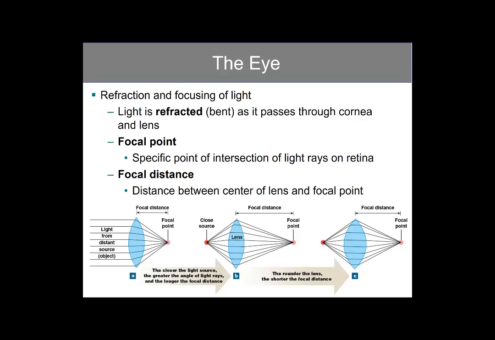Refraction is the bending of light, and the bending of light or refraction occurs at the cornea as well as the lens. So if you consider the cornea, as light hits the cornea, the shape of the cornea helps to bend those light rays, and the point of refraction is to create a focal point. This is going to be a particular point at which all those light rays are then focused. And the focal distance is defined as the distance between the center of the lens and the focal point.